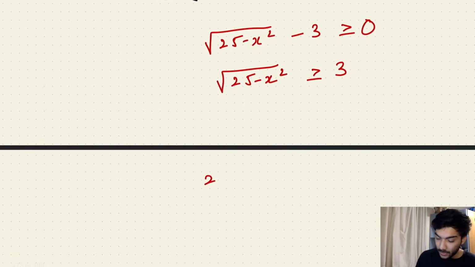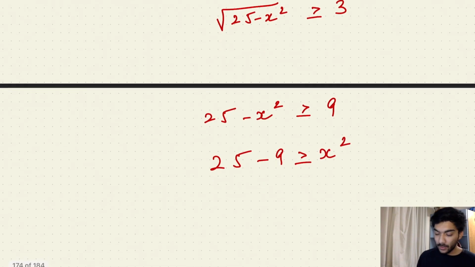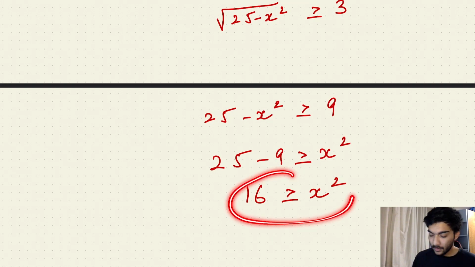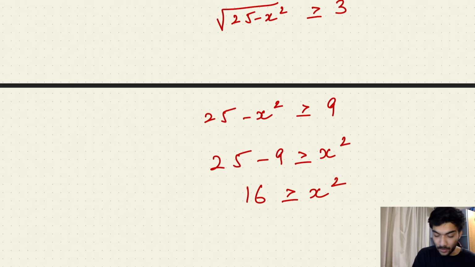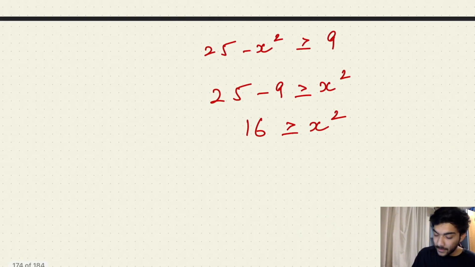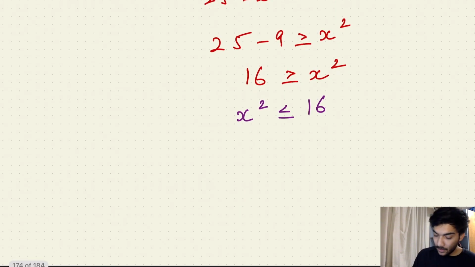By squaring both sides, I'll get 25 minus x square greater than or equal to 9. So I'll take the 9 over to this side and x square to the opposite side. It would be 25 minus 9 greater than or equal to x square, right? Which is 16 is greater than or equal to x square. Let's represent this in a familiar form. This is basically the same as writing x square is less than or equal to 16, right? And we can write x square less than or equal to 16 as x square less than or equal to 4 square, right?